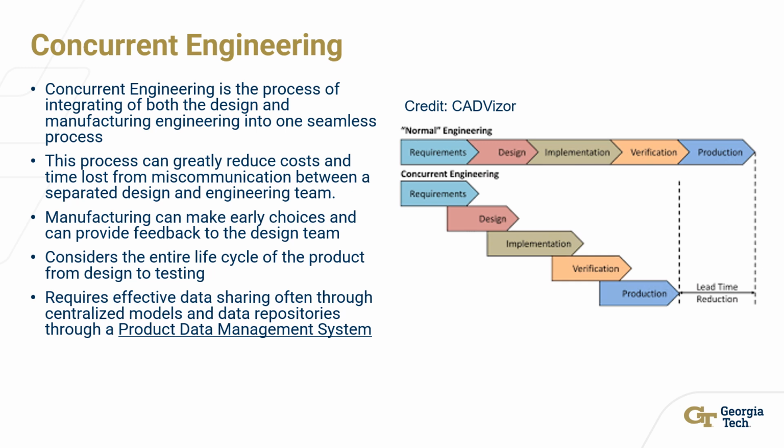As you can see in this diagram, instead of each step of the process coming one after the other, they can overlap into one smoother process. The manufacturing team can make choices ahead of time and provide feedback to the design team if they want any changes, and you consider the entire life cycle of the product. It does require effective data sharing through a product data management system, so that everyone's on the same page, working on the same data.